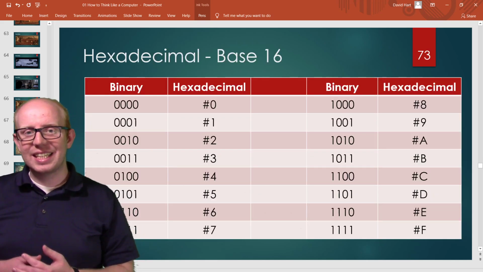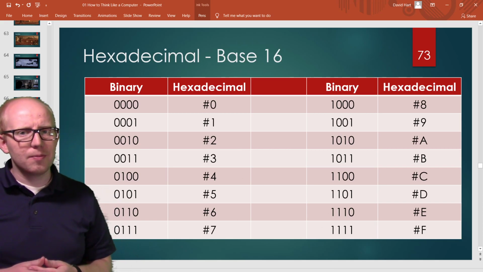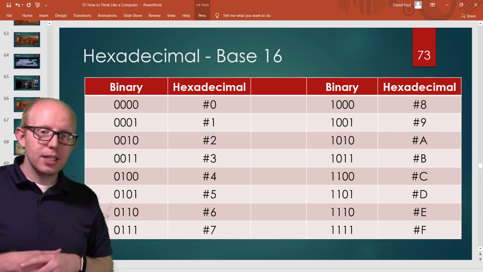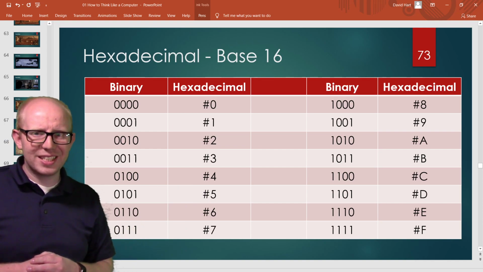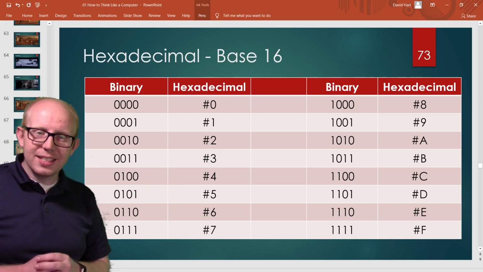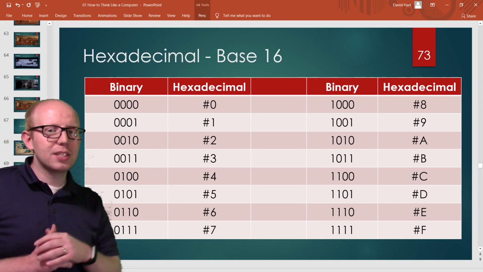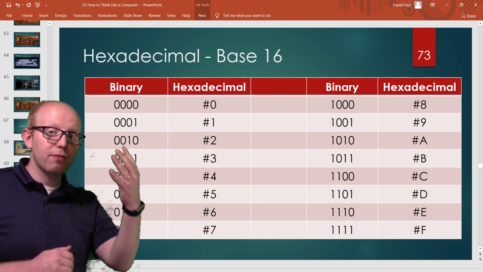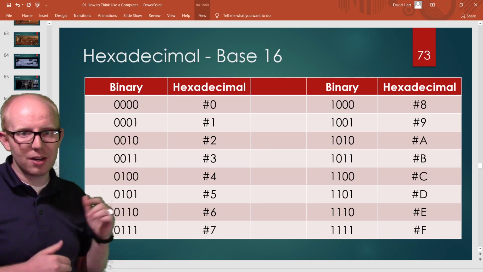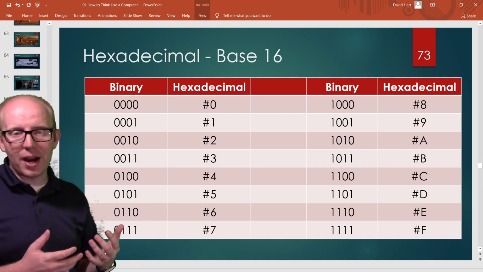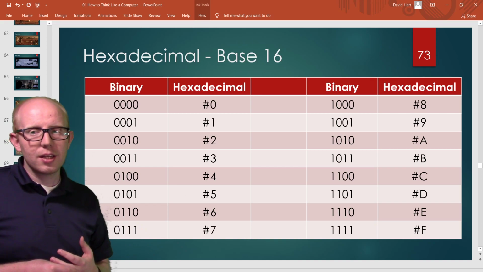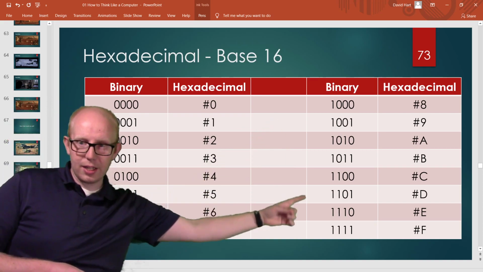Hexadecimal is base 16. Okay, so we've looked at binary base 2 and our regular number system base 10. So why would we want to go above that? Well, the nice thing about base 16 is it happens to line up very nicely with 4 binary numbers. Okay, so if you look at this column right here, these are our binary numbers, 0 to 7 essentially. Okay, and then over here is 8 through 15.